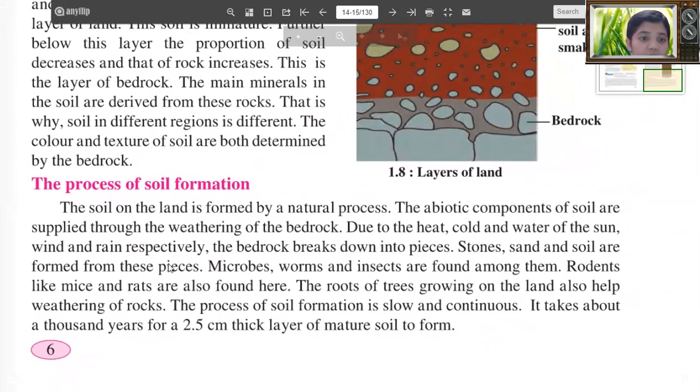Living things are formed from these. Microbes, worms, and insects are found among them. Rodents like mice and rats are also found there. The roots of trees growing on land also help weathering of rock. The process of soil formation is slow and continuous. It takes about 2000 years for a 2.5 centimeter thick layer of mature soil to form.